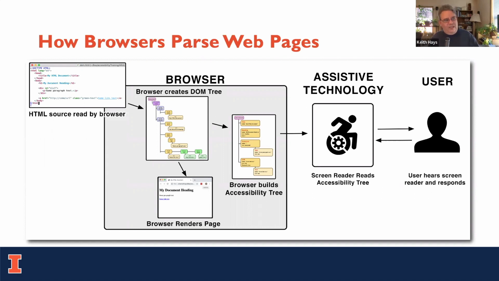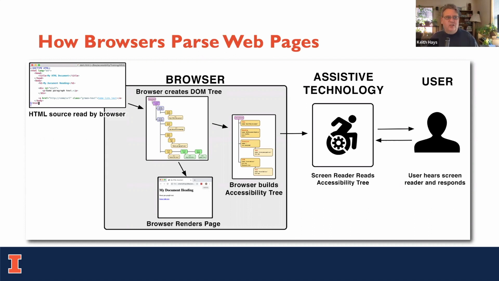We have in the middle what the browser does. The browser goes out, it grabs that web code, brings it in, and it creates a tree structure called the DOM. It stands for the Document Object Model. That tree structure is a structure of all the bits of code that were in that document and in that web page. And then it renders the page for the end user, but also in the background, it builds this accessibility tree. And that accessibility tree is what then goes to assistive technologies like screen readers.